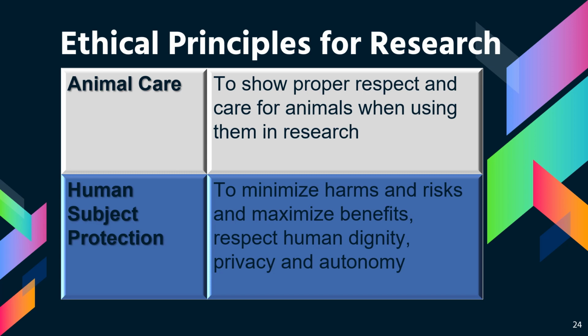Animal care and human subject protection should also be considered in research. In animal care, you have to show proper respect and care for animals when using them in research. When it comes to human subject protection, you have to minimize harms and risk and maximize benefits, respect human dignity, privacy, and autonomy.